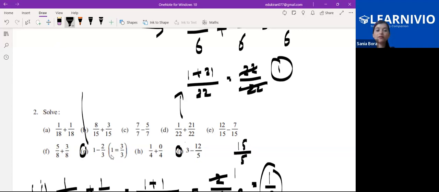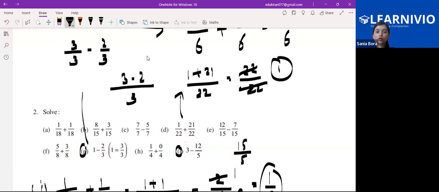Over here they have mentioned that instead of 1 you can write 3 by 3. So instead of 1 I will write 3 by 3 minus 2 by 3. Now the denominators are the same. So 3 here and 3 minus 2. So what you got? 1 by 3. Everybody, the G part is clear.